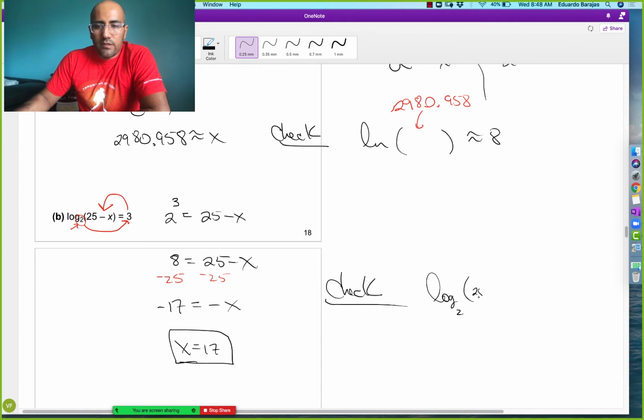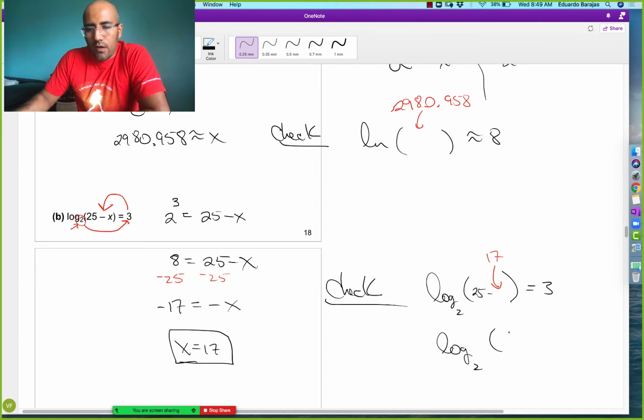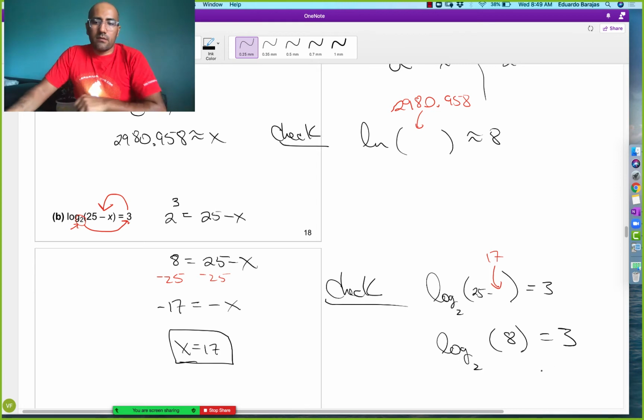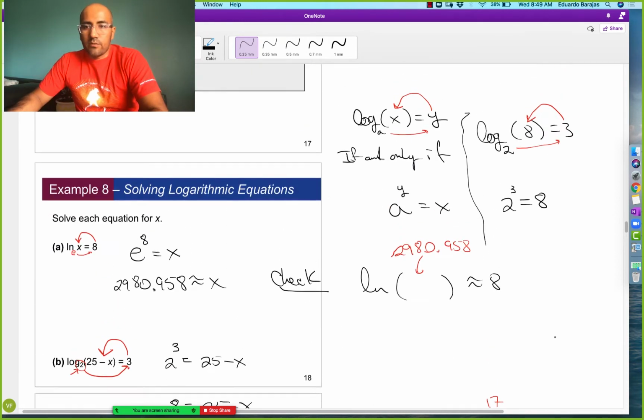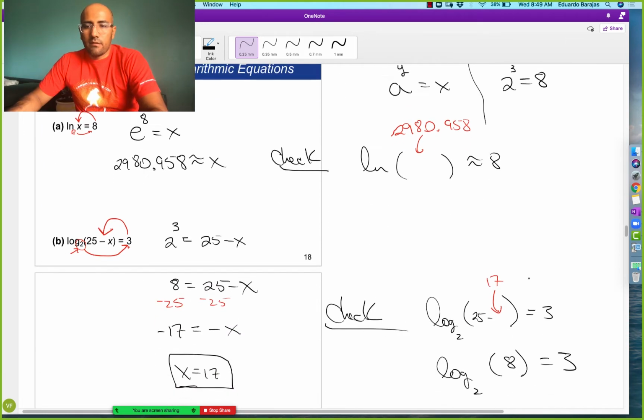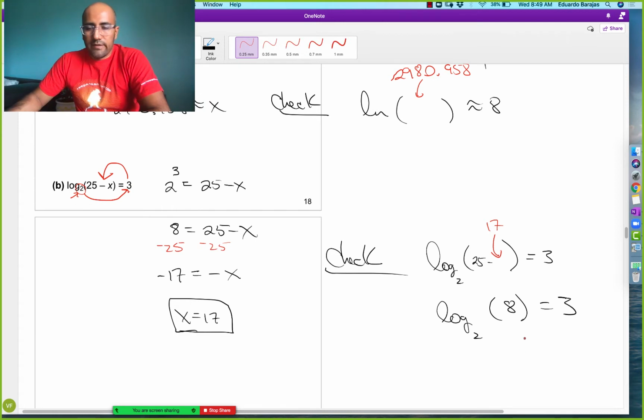Good. Check. Log base 2 of 25 minus x equals 3. We're going to check to make sure that 17 is the number that goes in there, and we'll use our calculator to do that. So that must mean that log base 2 of 8 must be 3. And this is one of the obvious ones we already know. Log base 2 of 8 must be equal to 3. We did that over here, actually. Log base 2 of 8 equals 3. Good. Definitely true.